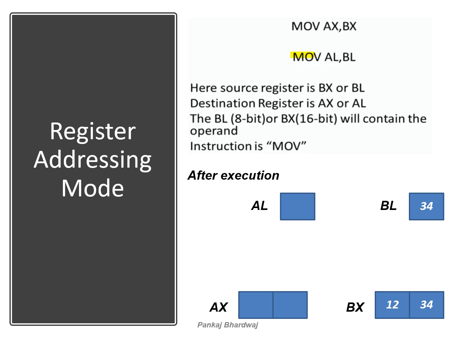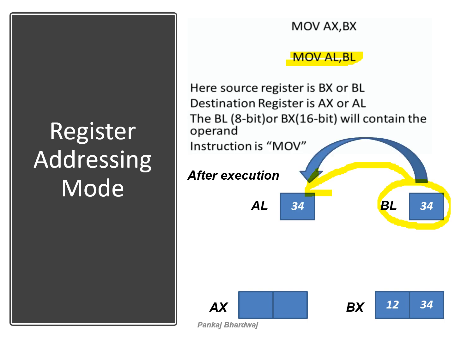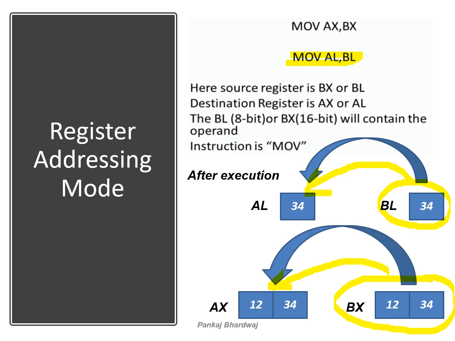If we talk about MOV AL, BL, that means BL will have the data which will be moved to AL. That means destination is AL and BL will be treated as a source register. Similarly, BX having 1234 data will be moving its data into the AX by using this particular move command.